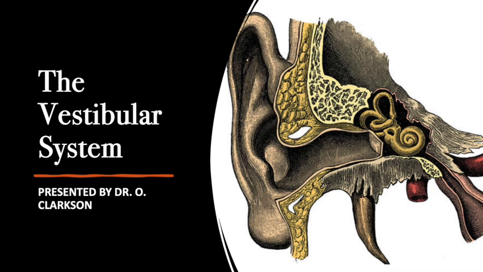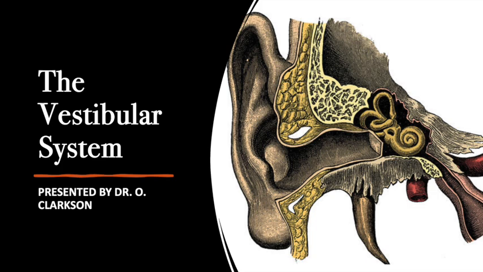Utricles and saccules, those are going to be associated with translational movement. And so remember, translational movement, front and back, right, versus gravity, so head tilting. Semicircular canals are going to be associated with rotation. So if you rotate your head to the left, rotate to the right, that's going to be involving your semicircular canals. You also have ampulla.